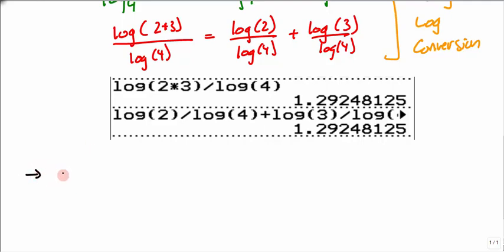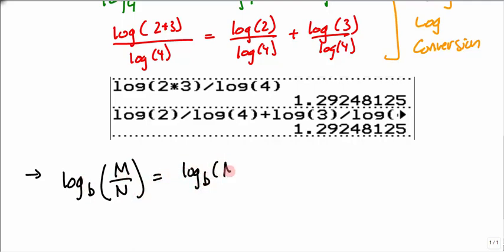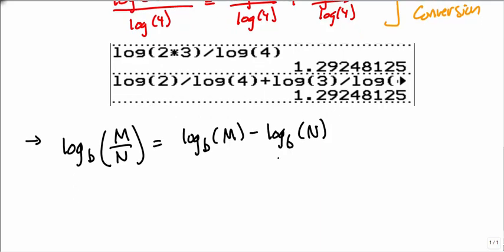Let's look at log base b of not m times n, but let's do m divided by n. The log of a quotient is the difference of the logs. Log base b of m minus log base b of n. And you could establish this with numbers just like we did on the last problem if you wanted. Okay, so the log of the quotient is the difference of the logs.